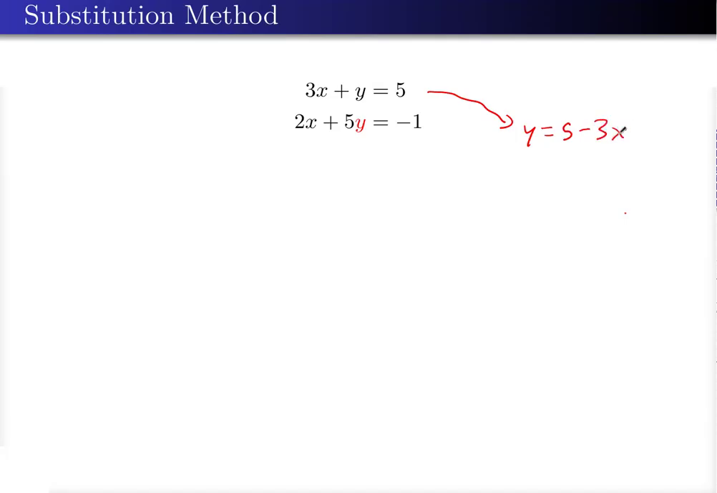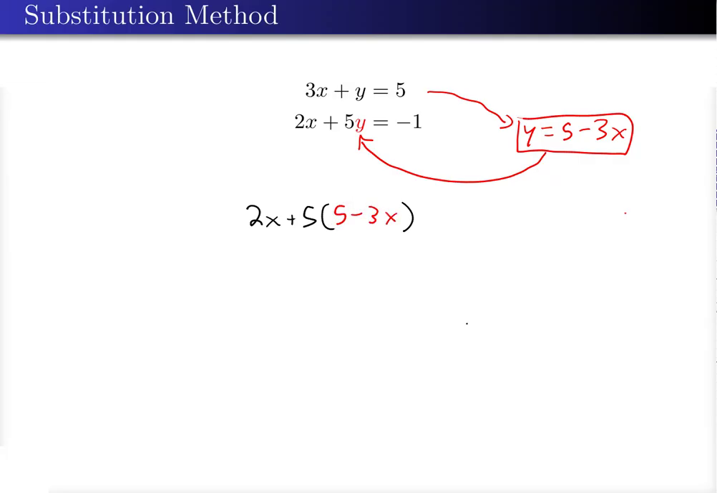Once we've done that, we could take this formula we have for y and dump it into the second equation. So wherever we had a y, we're going to replace it by 5 minus 3x. We're still going to have the 2x plus 5, but where I once had a y, I am now going to have a 5 minus 3x, and all of this would be equal to -1.